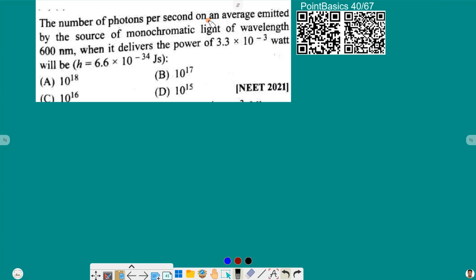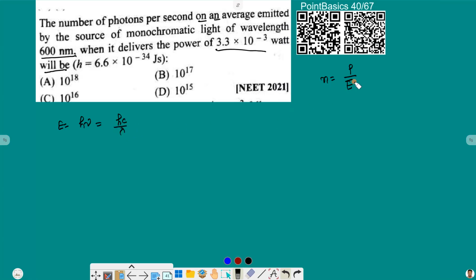The number of photons per second on an average emitted by a source of monochromatic light of wavelength 600 nanometer, when it delivers power of 3.3 into 10 to the power minus 3 watt, will be. So we have to find the number of photons, and we know that the number of photons can be found by power divided by the energy of the photon. Here power is given to us, so we just have to find the energy, and energy will be equal to h nu, and that can be written as hc by lambda.